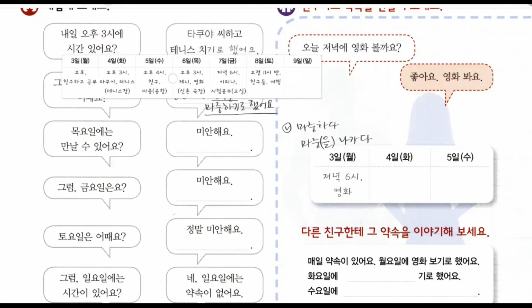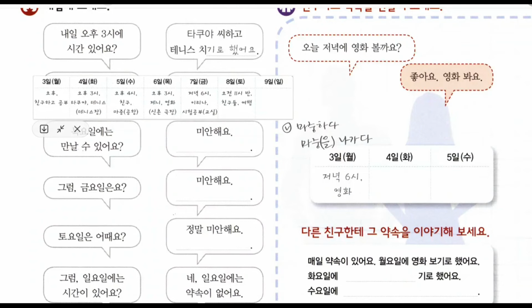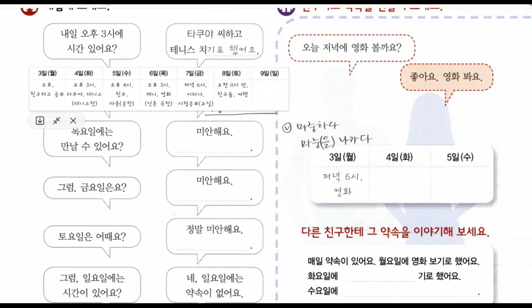자, 목요일에는 만날 수 있어요? 목요일 봅시다. Can we meet on Thursday? 자, 목요일 봅시다. 뭐 있어요? Jenny, 영화 at 신촌극장. So you want to say, I'm sorry, I decided to watch a movie with Jenny at 신촌극장. 어떻게 말해요?